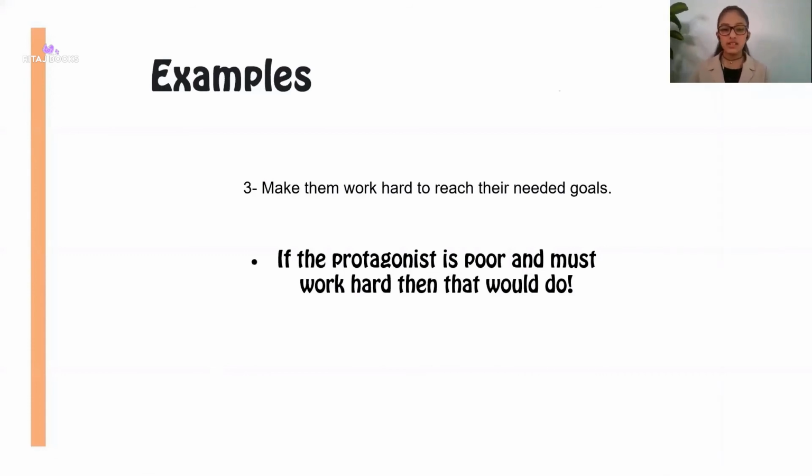If the protagonist is poor and must work hard, then that would do. That would be great. It would just motivate the protagonist and also the reader who's living in the body of the protagonist to reach their needed goals.